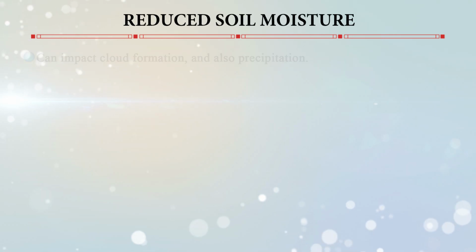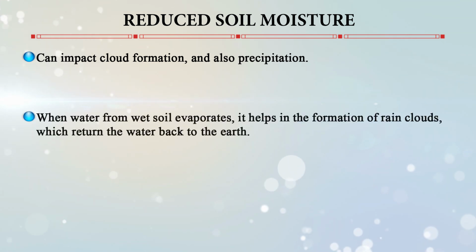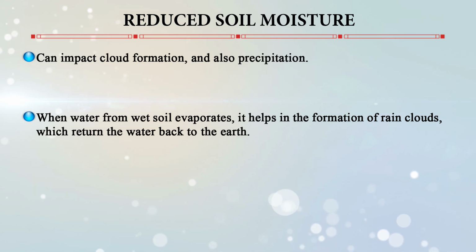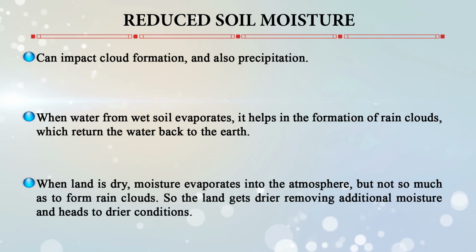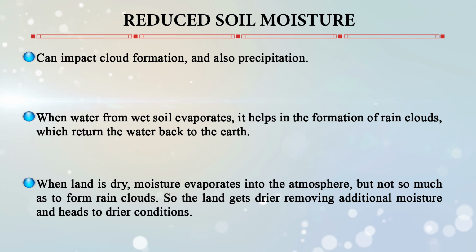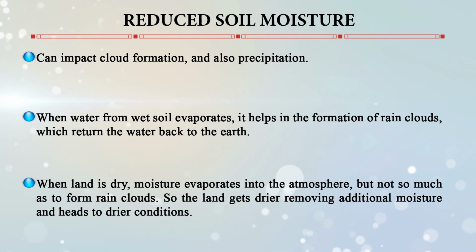Reduced soil moisture can impact cloud formation and also precipitation. When the water from wet soil evaporates, it helps in the formation of rain clouds, which return the water back to the earth. When the land is dry, moisture evaporates into the atmosphere but not as much as to form rain clouds. So the land gets drier, it can remove additional moisture, and it will lead to drier conditions. So these are some of the natural causes.